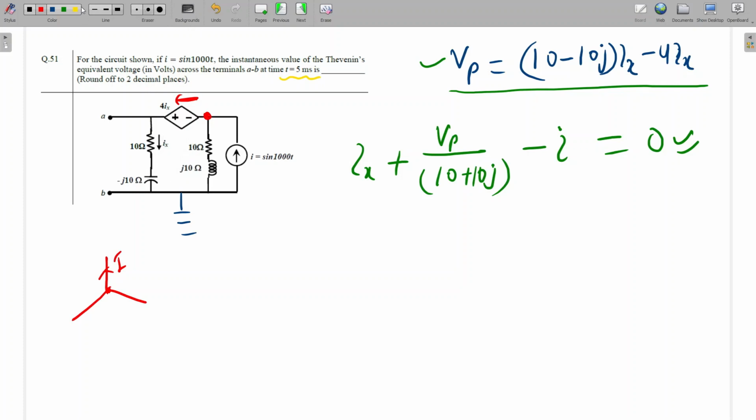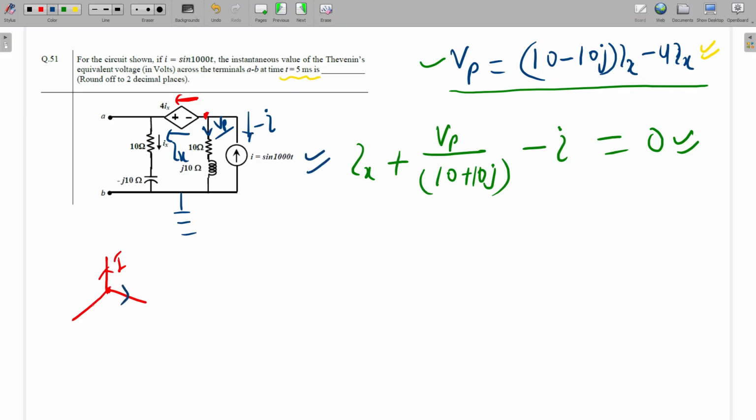What will the current flowing in the downward direction be? Vp I have already calculated, so this will be Vp divided by (10 plus 10J). And since I is flowing in this direction, the outgoing current will be minus I. So here the outgoing current is minus I, here it is Ix, and here it is Vp by (10 plus 10J). So this equation I have written.